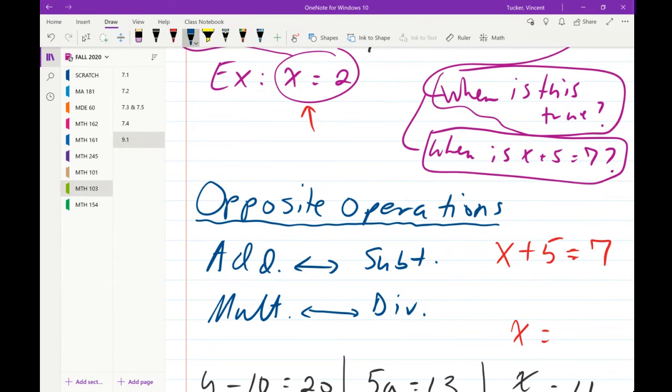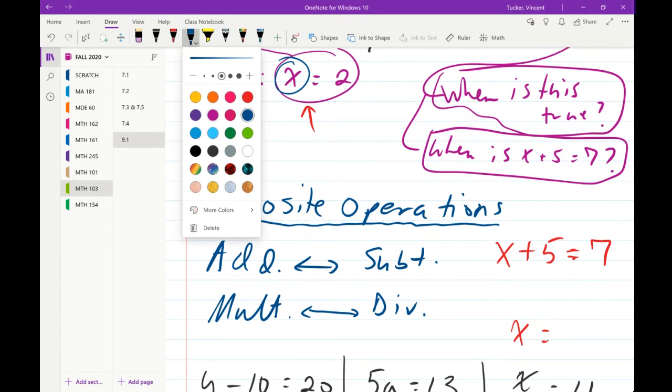All right, so we will be solving these equations by using what I call opposite operations. They're operations that undo what the other ones do. Because our goal, if you look right here, is to get x by itself on one side of the equation. So we need to undo what's being done to x so that x can be alone on one side of the equation. So addition and subtraction are opposite operations of each other. Multiplication and division are opposite operations of each other. They undo what the other one does.